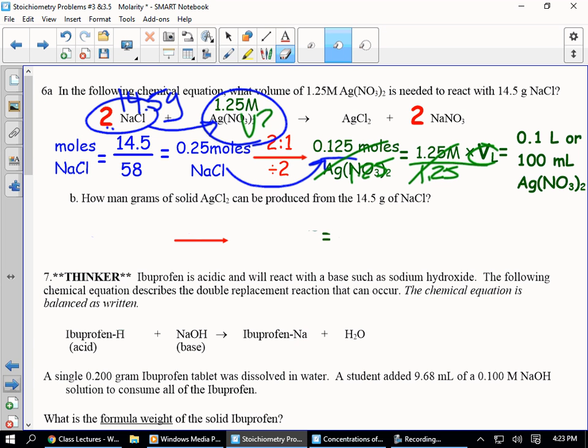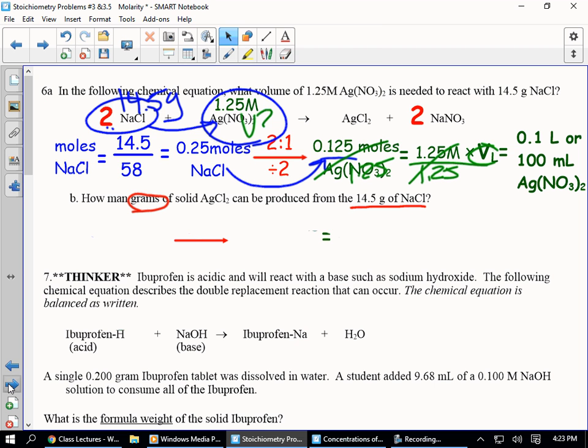And it might say 0.106 or something, I think, is what you get in your calculator. That is absolutely acceptable as well if you're going to turn it into milliliters. Now, this question has a second part. It says, how many grams of AgCl2 can be produced from the same amount?